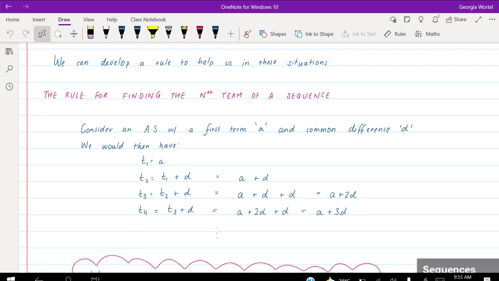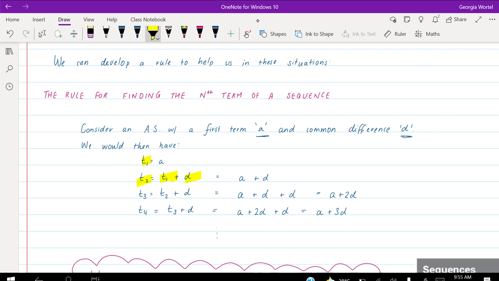So consider an arithmetic sequence where the first term is A and the common difference is D. We've worked with those terminologies before. We would have our first term, T1. Remember, that's how we denote our first term. T1 is equal to A. T2, our second term, is T1 plus the common difference, D. Remembering the common difference is what we're adding each time. So you'd get the first one, add on the difference to get the second one.